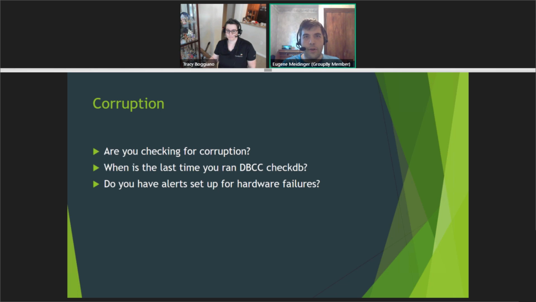So in addition to checking for corruption using DBCC CHECKDB, which checks the database for corrupt data, you also want to have alerts set up so that you know, okay, our disks are getting a little wonky. Maybe we need to replace them. So this is one of the other big things that you really want to be checking for before anything else, which is just to make sure that there's no corruption.